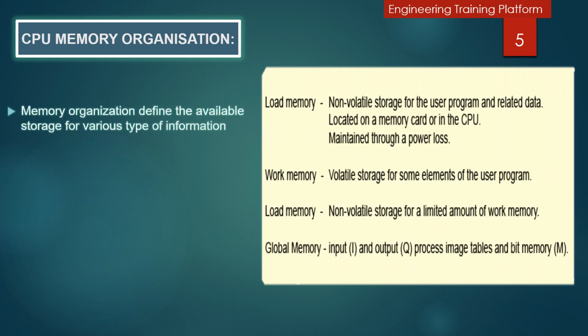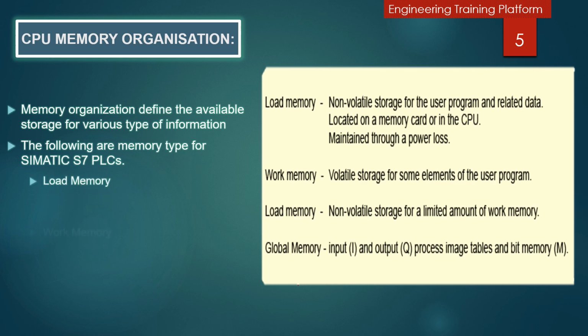Now we will discuss about CPU memory organization. PLC CPUs have a memory organization that defines the available storage for different types of information. The following memory types are typical for Siemens S7 PLCs: load memory, work memory, and retentive memory.